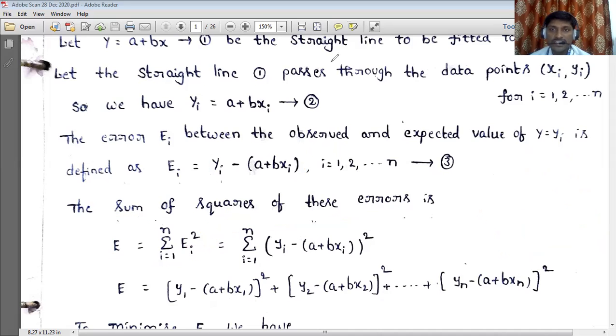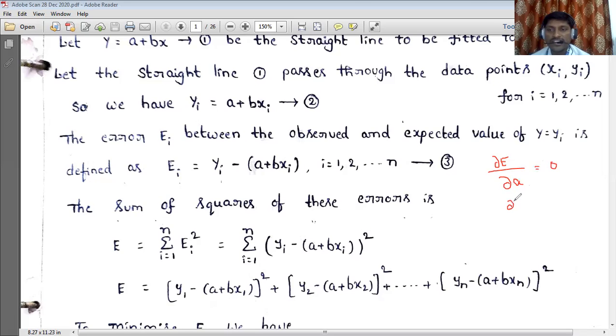Okay, next our intention is to minimize these errors. Minimizing is what we already did in earlier classes, finding maximum and minimum. That means we need to apply partial derivatives with respect to the constants. Simply, we have to do dou E by dou a equal to 0 and dou E by dou b equal to 0. So we apply the partial derivative of E with respect to a and equate it to 0.